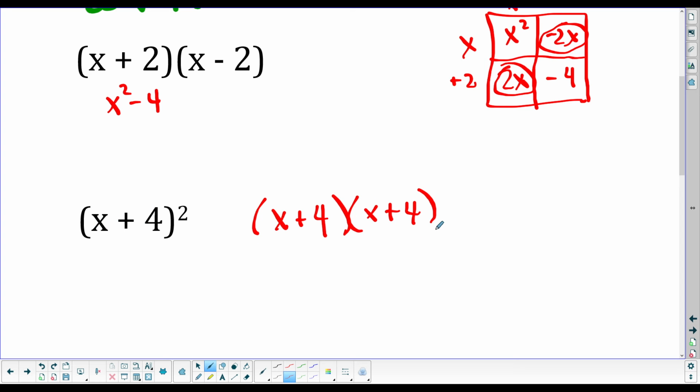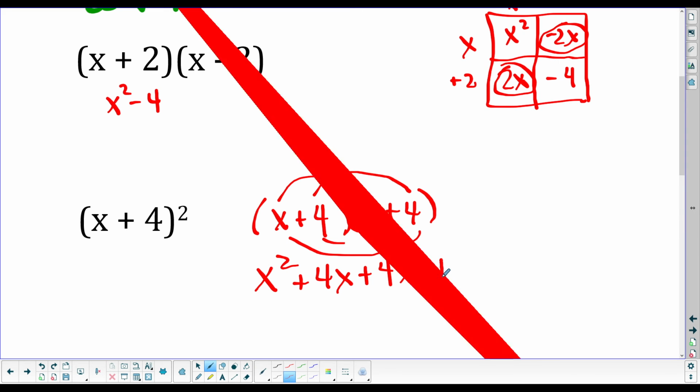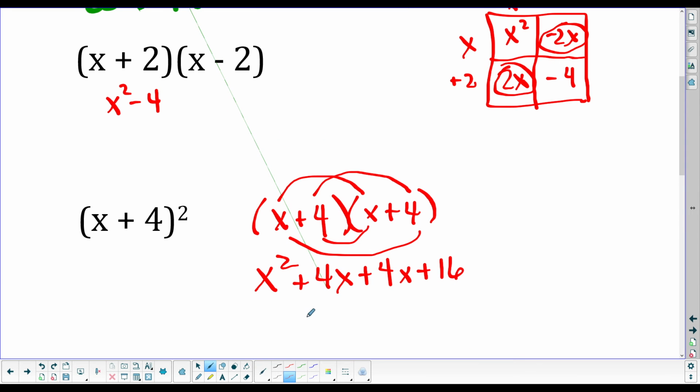So I'll go ahead and FOIL this out here. I've got x squared. I've got my outside ones, I've got 4x. My inside ones, I've also got 4x. Notice that those are the same. Another kind of interesting thing to look at. And then we've got 4 times 4, which is 4 squared, which is 16. And so we get x squared plus 8x plus 16.